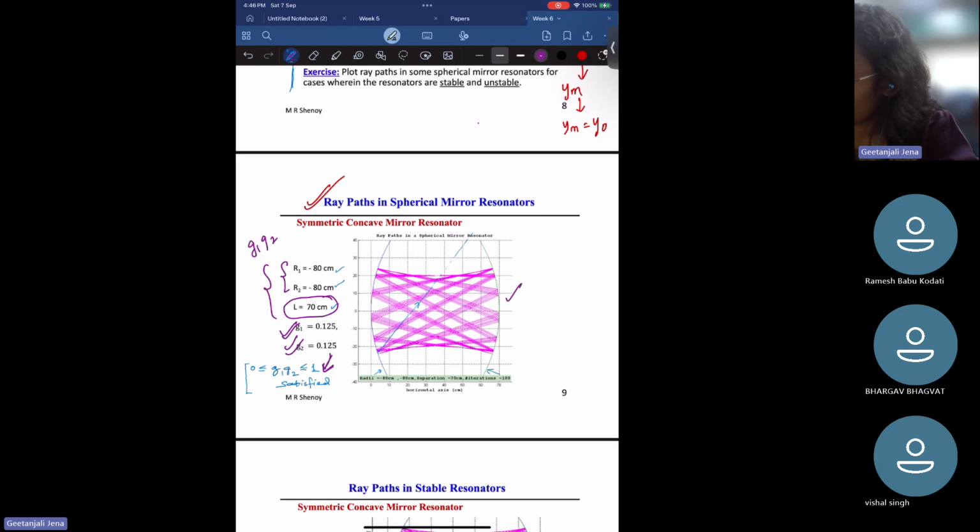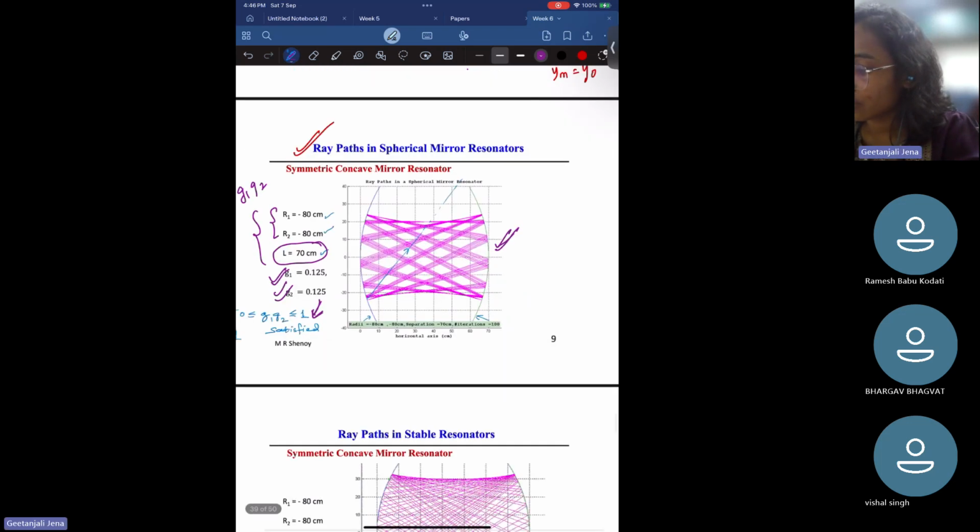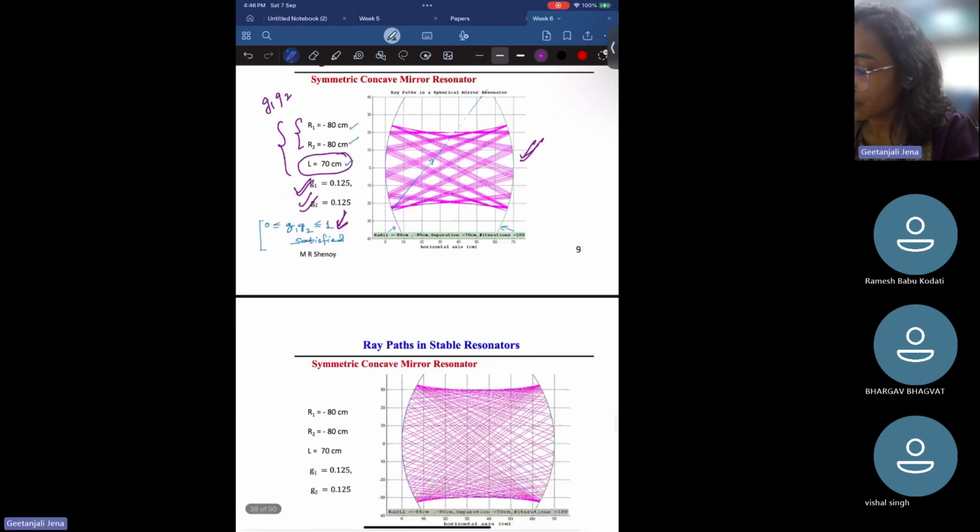So these are some ray paths. You can see the ray traveling from one mirror to the other mirror, constantly moving back and forth inside this mirror resonator, and it is confined inside it. It is not escaping outside from the mirror resonator.